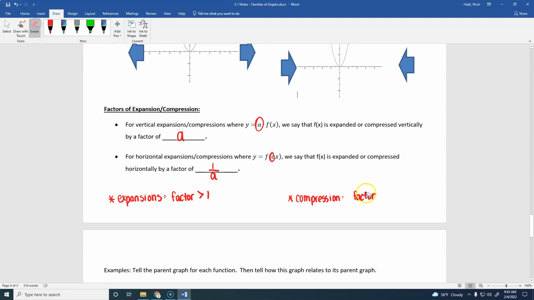So actually, let me write it like this. 0 is less than the factor, less than 1. So the number in the equation might not be, but the factor that you're talking about should always be a small number if it's a compression, a large number if it's an expansion.